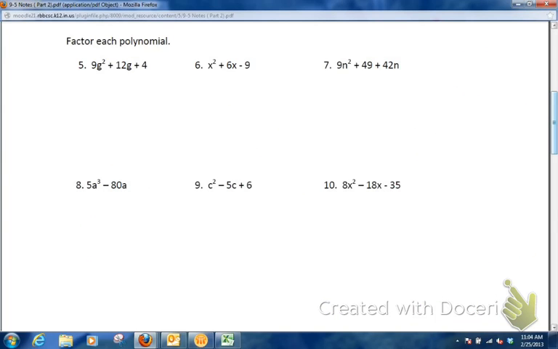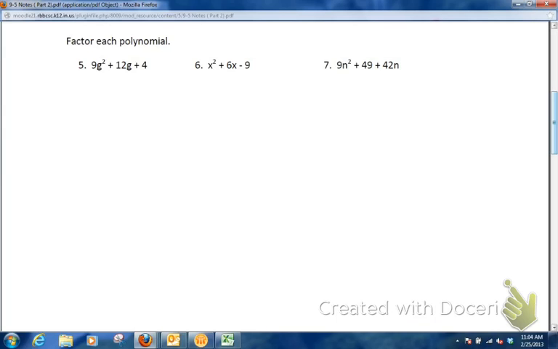Okay, so for our next 3 problems, 5, 6, and 7, we're going to practice what we just learned. Are these perfect square trinomials, or are they not? And then if they are, how do we factor them? If they're not, what do we do? Then the last 3 problems are actually review problems, so we'll get to those in a minute. Those are review problems, just going over all of our methods.